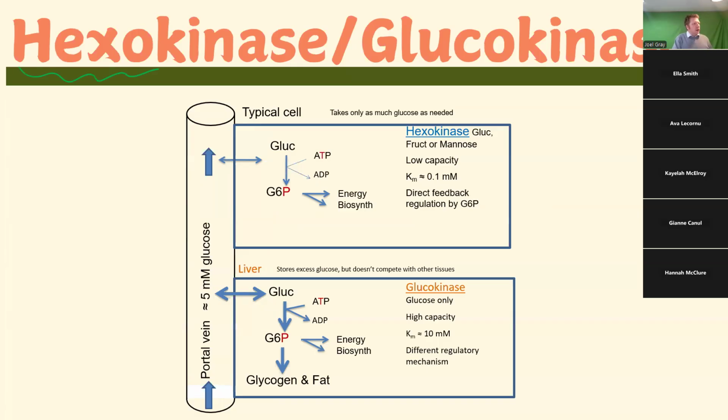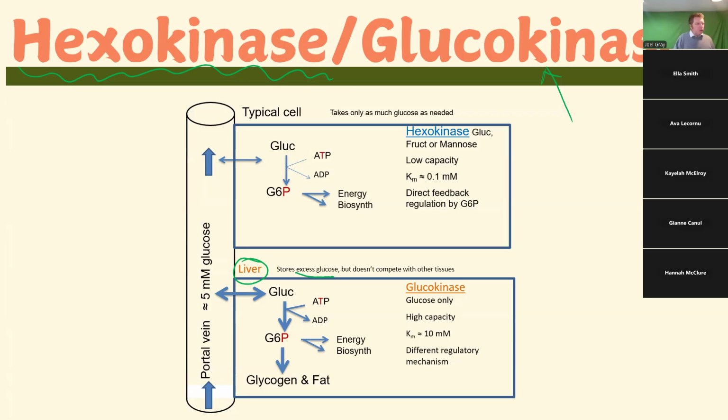This enzyme hexokinase, that's our first step in glycolysis. Glucokinase does the same thing. The difference is that glucokinase is uniquely found in the liver. Hexokinase is basically everywhere, so every cell is going to be taking glucose and breaking it down. The liver is a little bit of a different animal, though, because the important thing about the liver is that it stores excess glucose, but it doesn't compete with other tissues.